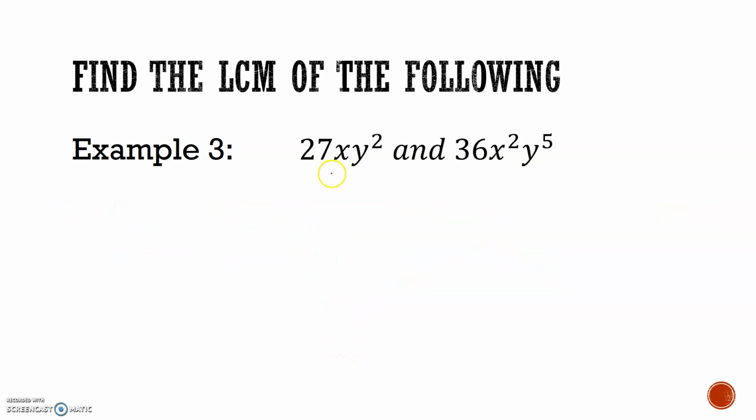Okay, let's take a look at another one. 27xy squared. To make 27, that's 3 times 9, so 3 times 3 times 3 times 1 x and 2 y's. For 36, that's 6 times 6, so 2 times 2 times 3 times 3.